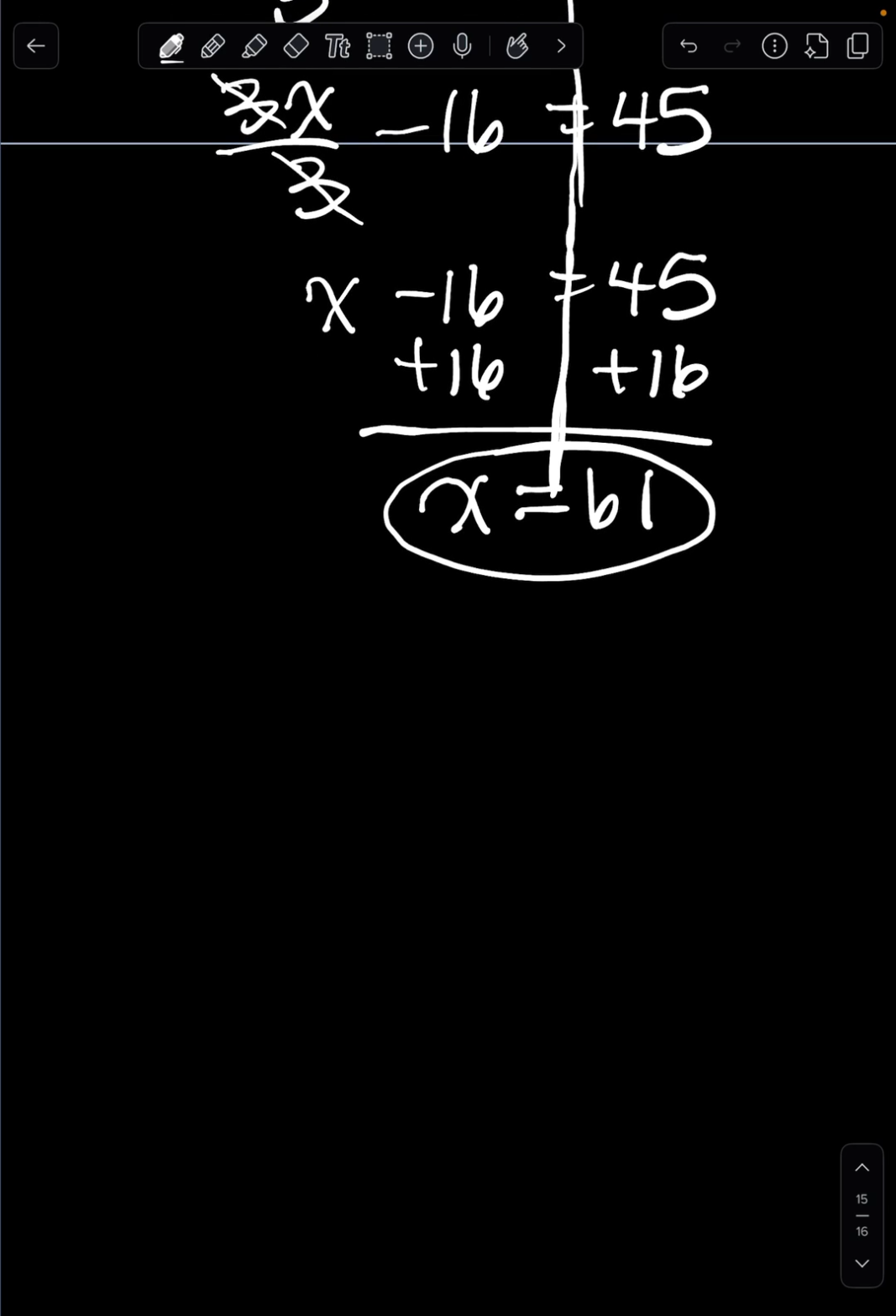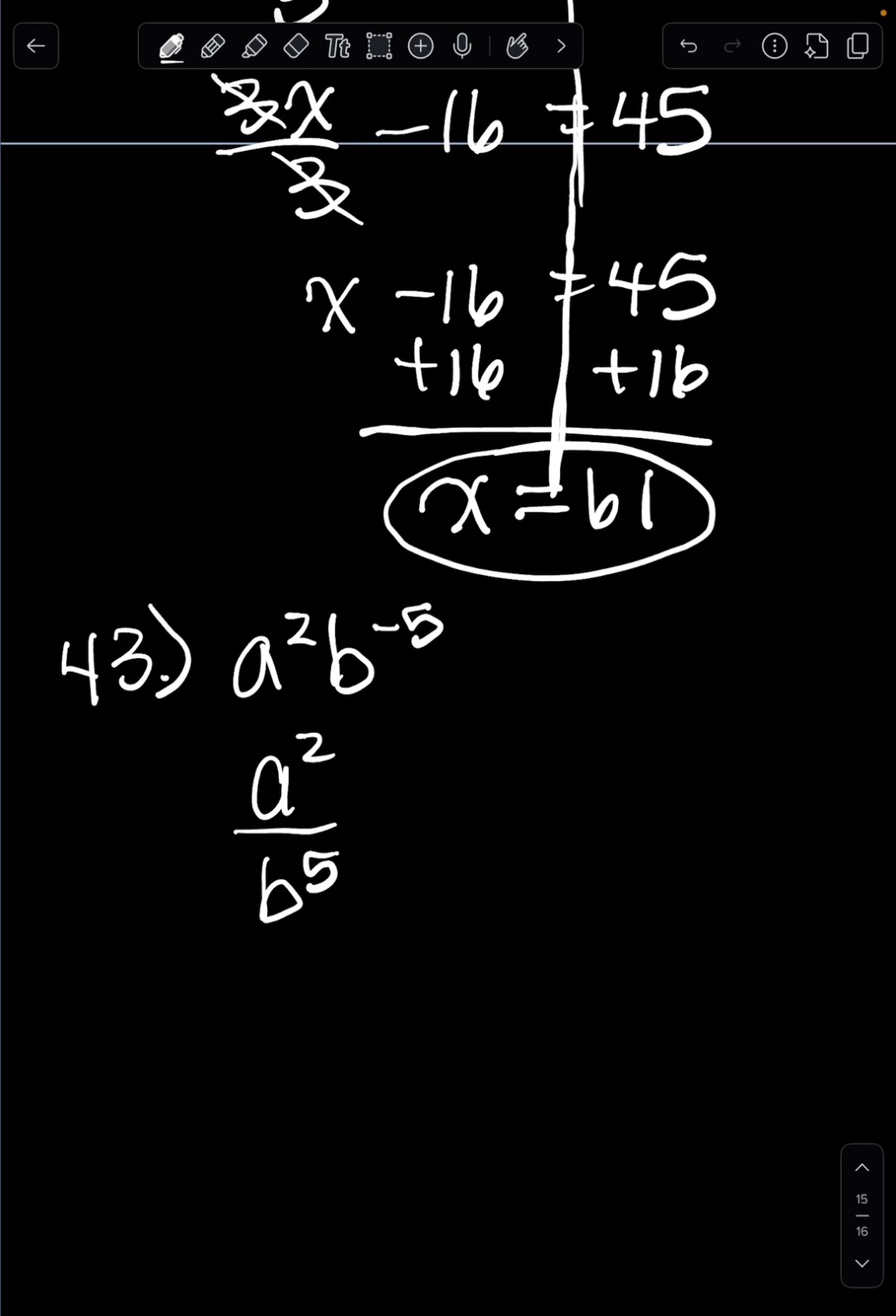Okay, now we're skipping to 43 through 47 odd. Number 43. Write a squared b to the negative fifth with only positive exponents. Oh boy, this is an old one already. Okay, so the a squared is already positive, so it doesn't have to get moved anywhere. But the b has a negative 5, which means you just have to throw it down in the denominator, and now it becomes a positive 5.